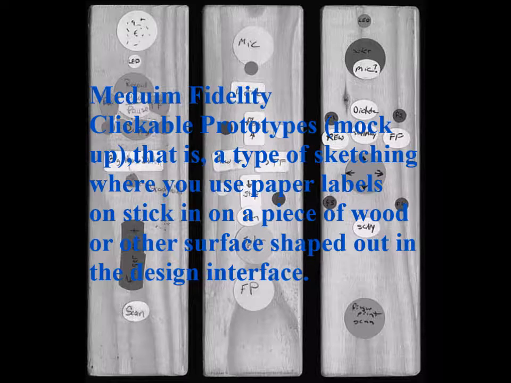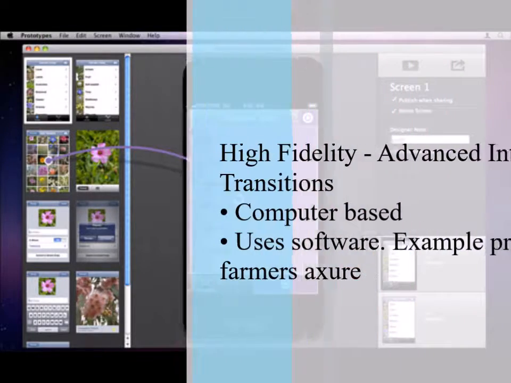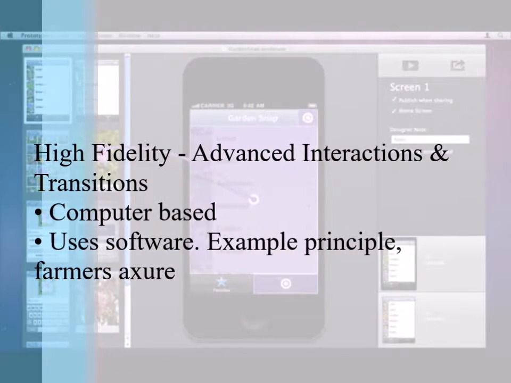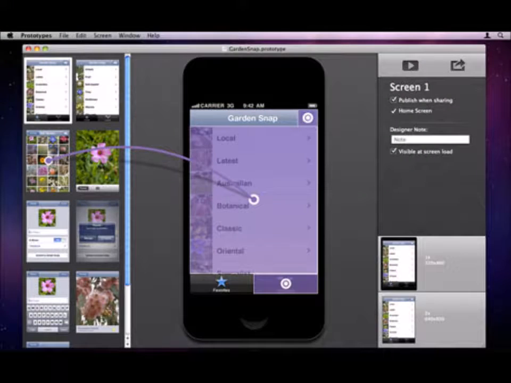Low fidelity prototyping are paper sketches. Clickable prototypes or mockups are a type of sketching where you use paper labels to stick on a piece of wood or other surface shaped out in the design interface. High fidelity prototyping: advanced interactions and transitions, computer-based and uses software, for example Principle, Framer, and Axure.